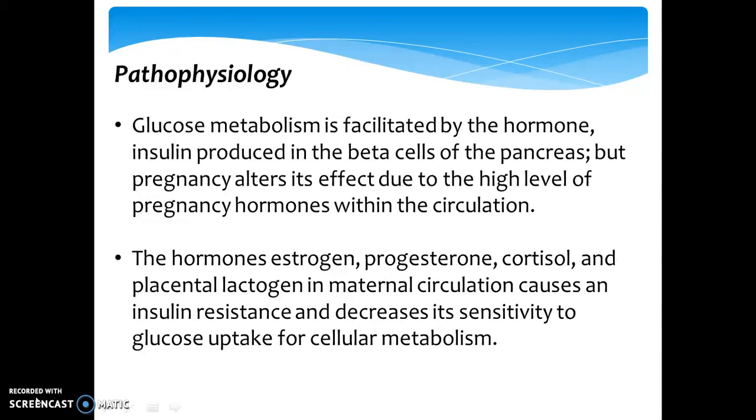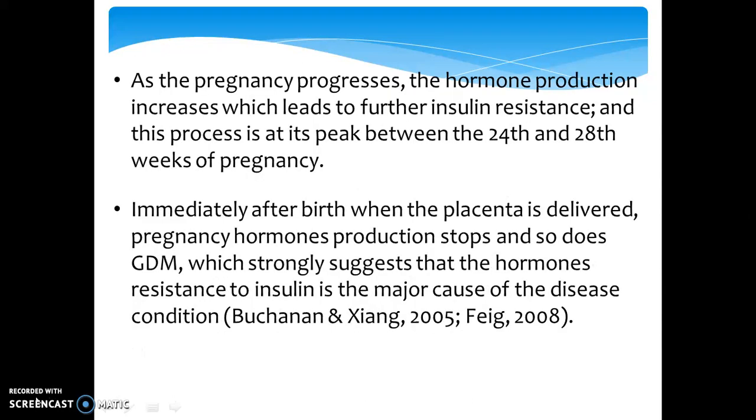Pathophysiology. Glucose metabolism is facilitated by the hormone insulin produced in the beta cells of the pancreas, but pregnancy alters its effect due to the high level of pregnancy hormones within the circulation. These hormones, estrogen, progesterone, cortisol, and placental lactogen, in maternal circulation cause insulin resistance and decrease its sensitivity to glucose uptake for cellular metabolism.